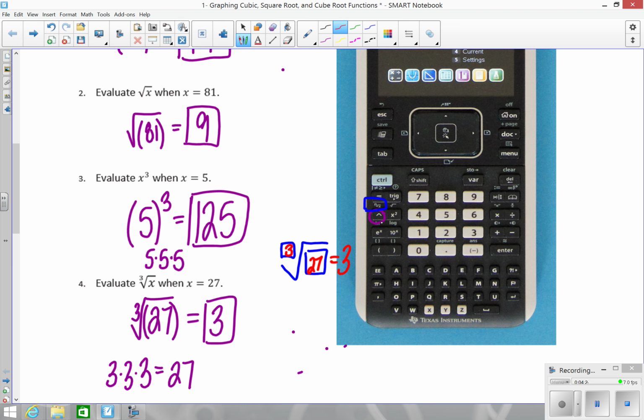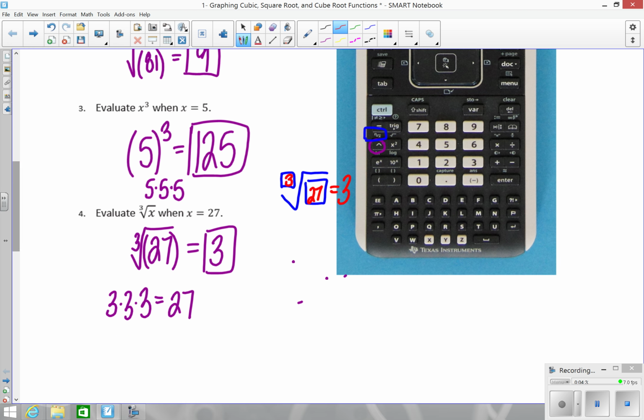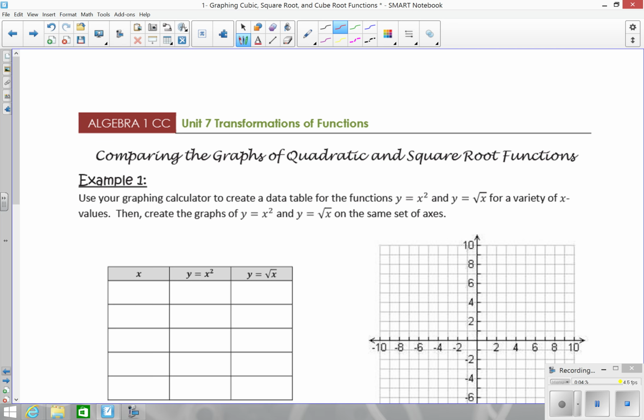Make sure you know how to get those roots, because in a minute when we go to graph, you're going to have to be able to do that. So let's go to the next page and actually start looking at these functions a little bit more in depth.